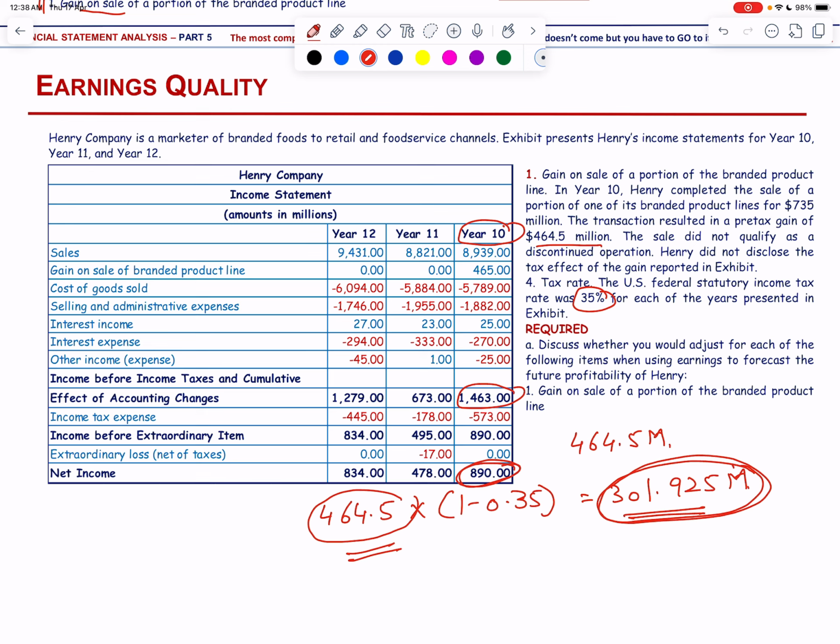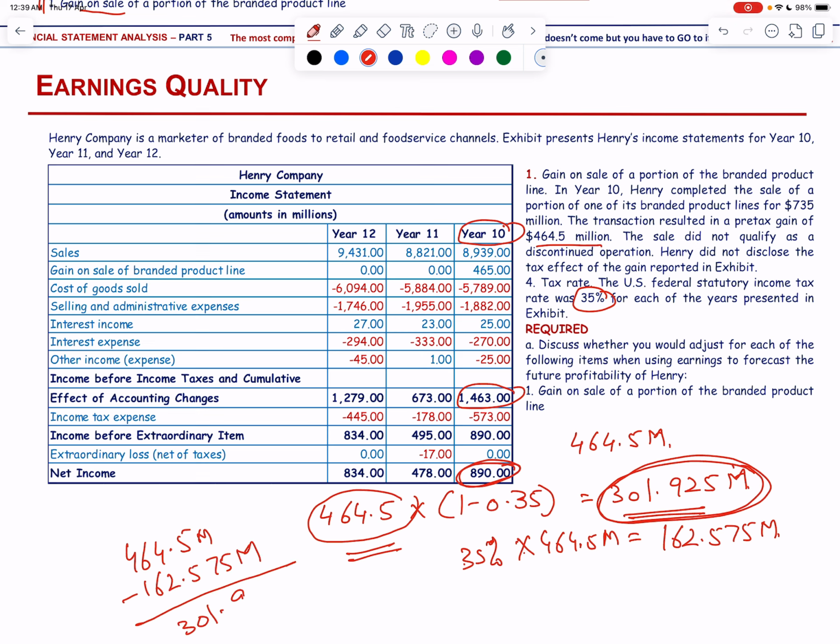So the tax effect actually will be, if you multiply 35% times 464.5 million, equal to 162.575 million. So the after tax gain will be 464.5 million minus 162.575 million. So this is equal to 301.925 million. So we must subtract 301.925 million from the year 10 net income when forecasting.